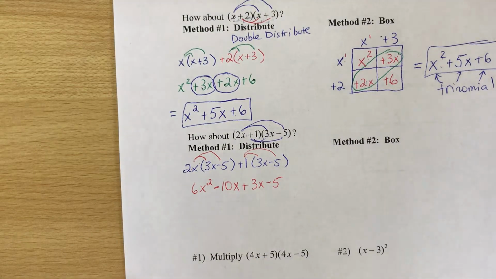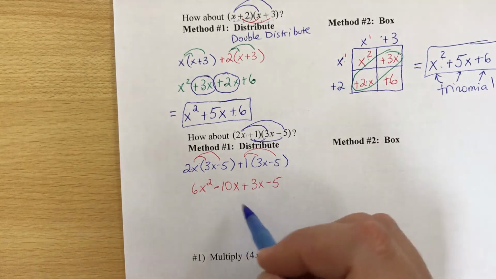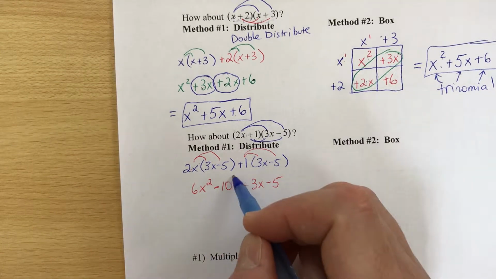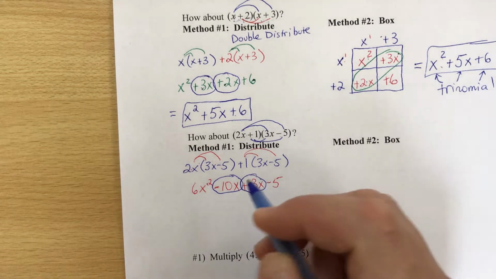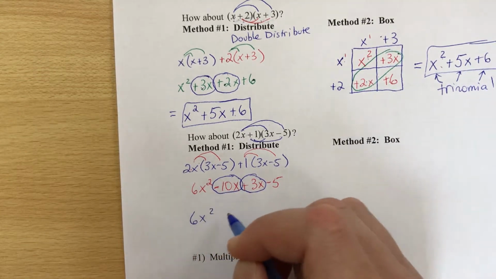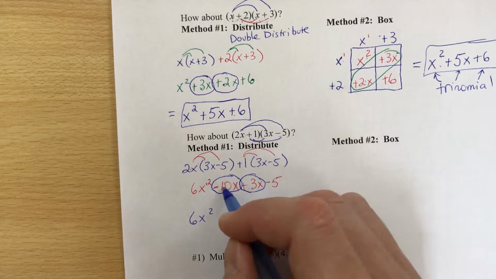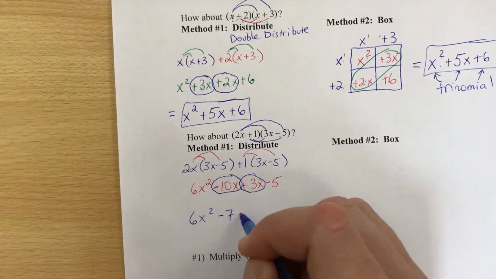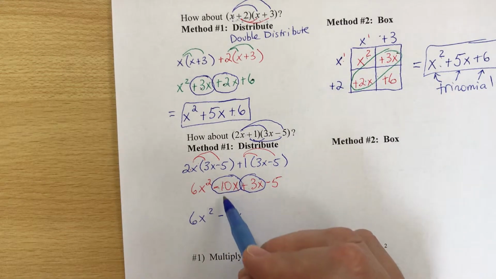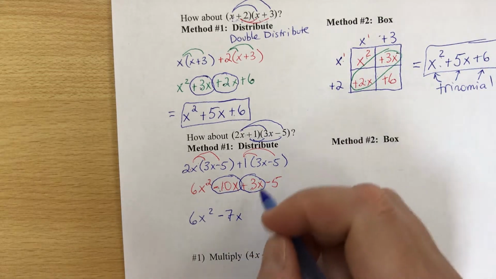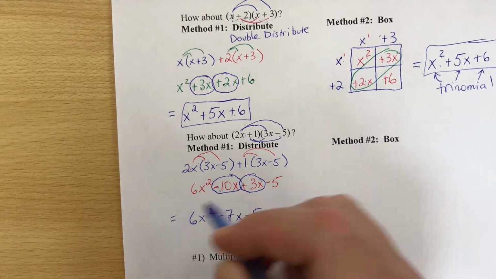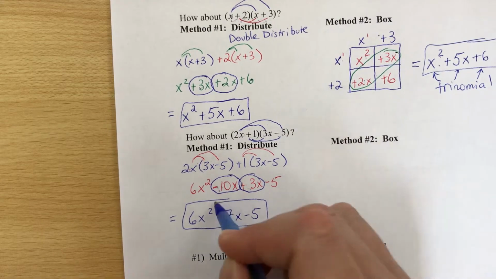Now before you stop, ask yourself, are there like terms? Yes. Again, in the middle here, we have negative 10x plus 3x. So we get 6x raised to the second. Now that adds up to minus 7. Again, be careful with negatives. Negative 10 plus 3 is negative 7. So minus 7x and then minus 5. And that's it. That's as far as we go.